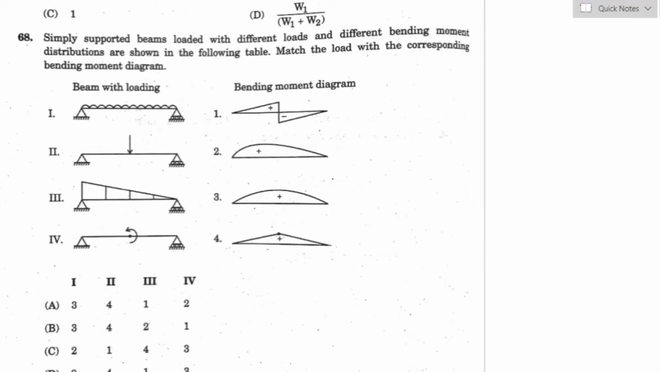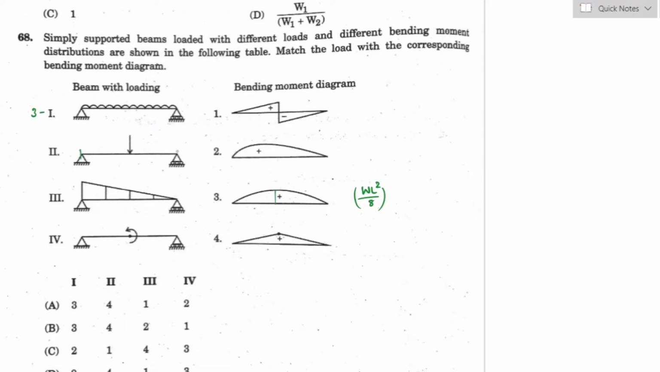So for the first case, it is a simply supported beam subjected to a UDL load throughout the span. For this type of beam, the bending moment diagram will be parabolic in shape with the maximum bending moment of WL square by 8. So for the first case, it is 3.